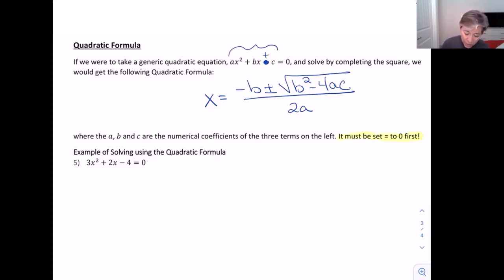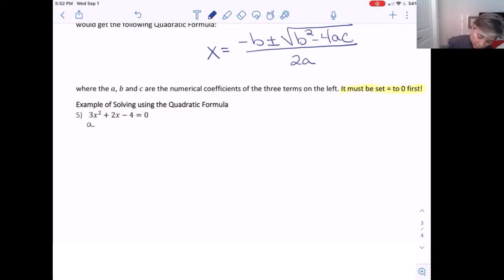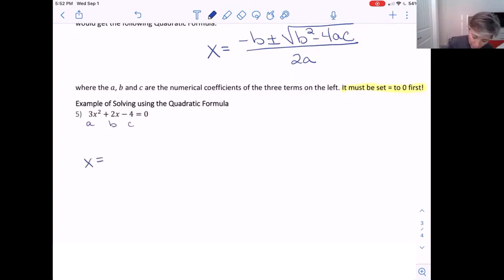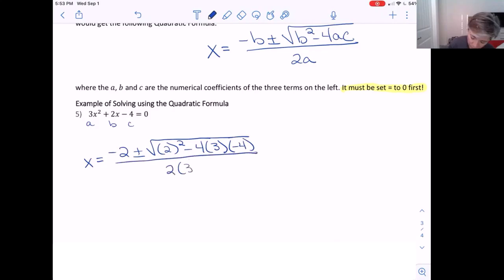So let's use the quadratic formula on this example, where 3 is our a, 2 is our b, negative 4 is our c. So x equals the opposite of 2 plus or minus the square root of our b squared, so 2 squared, minus 4 times our a, which is 3, times our c, which is a negative 4, all divided by 2 times our a, which is 3.